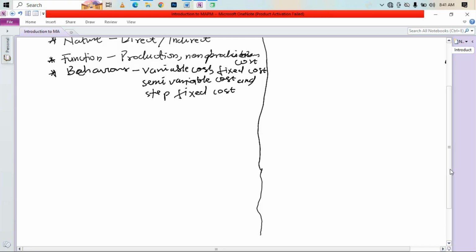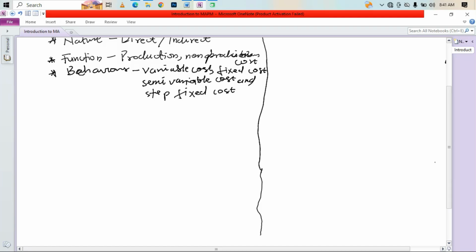Any other cost that is not linked directly to the production, but we also incur those costs, they are non-production costs. For example, we have administration cost. Administration cost is a non-production cost. We have marketing and selling and distribution costs. All these costs are non-production costs.